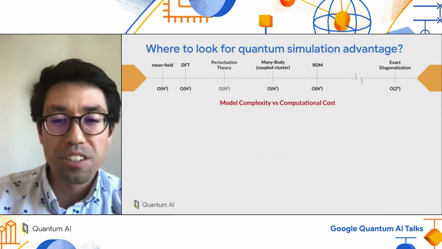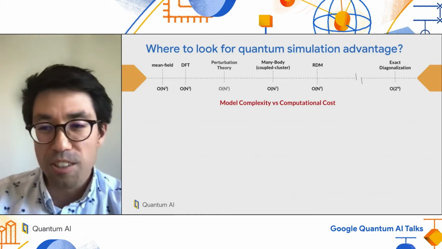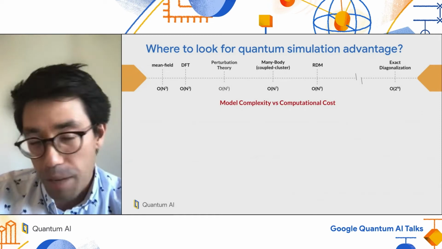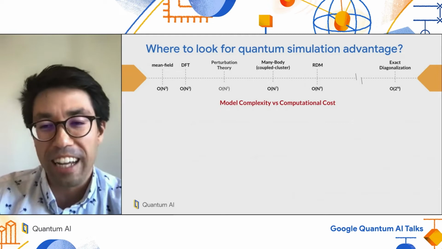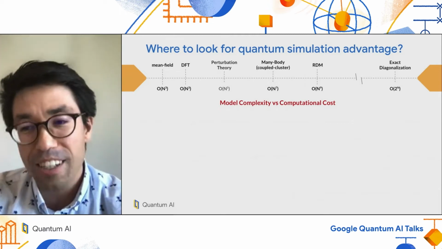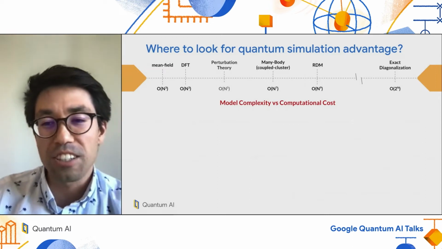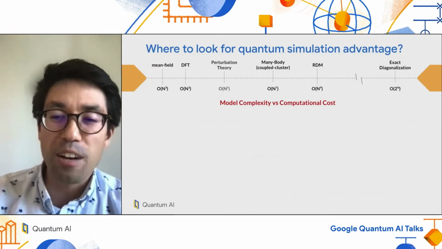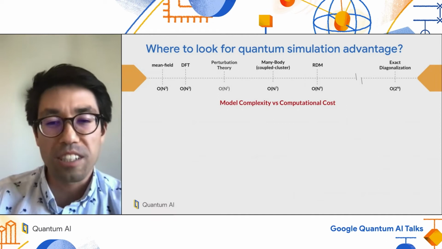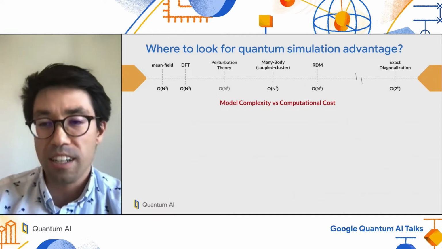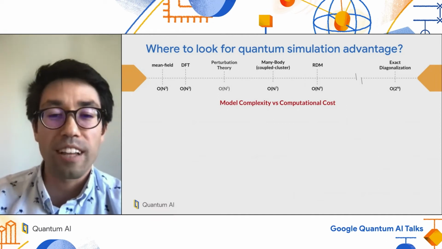So this poses a challenge for defining quantum advantage because given any chemical simulation task, I can generally get an answer, albeit possibly incorrect, with a low scaling algorithm. So how do I define quantum advantage in this case? The solution that we take here is that we search for chemical systems that demand high model complexity, and we quantify that demand with classical simulations.